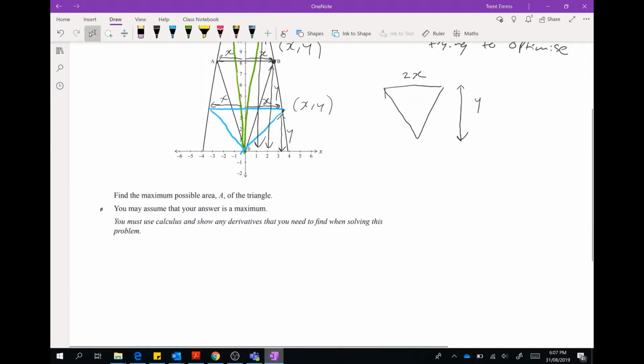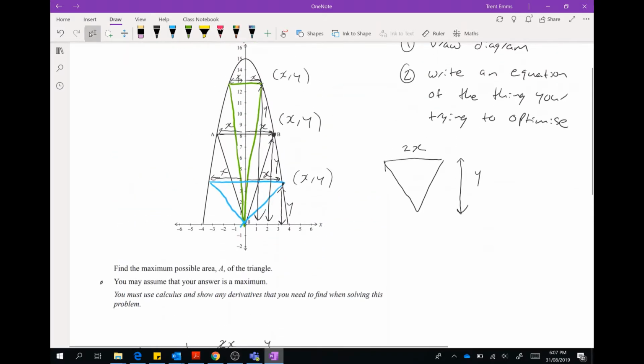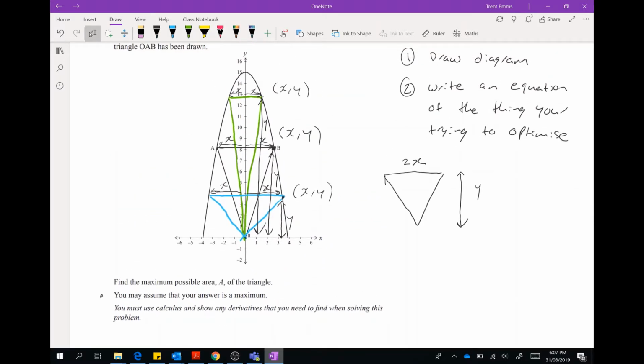So if we write the area of the triangle out, it's going to be a half multiplied by the base, which is 2x over 1, multiplied by the height, which is y over 1. Doing a little bit of simplifying, the 2's will cancel, so the area that we're looking for this triangle is just xy. So we've completed step 2 now of writing an equation of the thing we're trying to optimize, which is the area of the triangle. I'm just going to get rid of this.